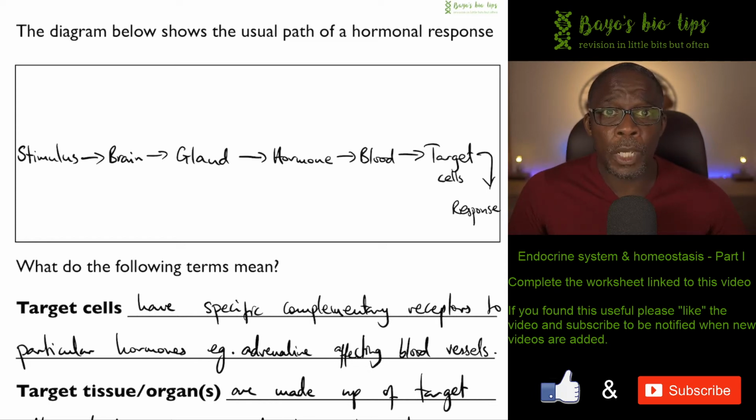It travels everywhere in the blood, but it only brings about its response in target cells which make up tissues and organs. And those target cells will have receptors which are complementary in shape to the shape of the hormone molecules. Once they bind to each other, it brings about a response in those tissues or organs made up of those target cells. And hopefully after that, whatever caused the stimulus at the start will be stopped, or your body will go to a level that stops the stimulus from being sent to the brain. So that's the pathway of a hormonal response.